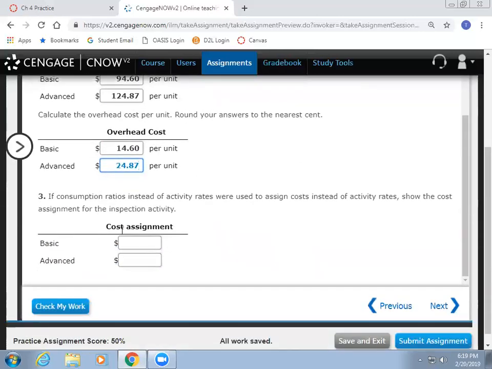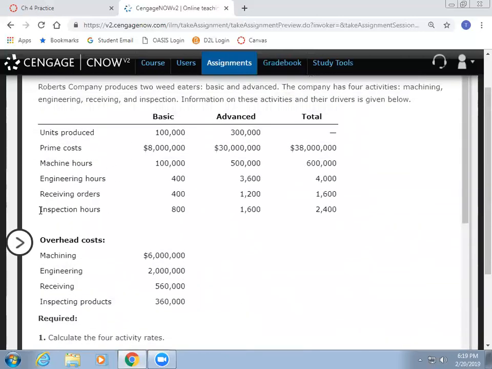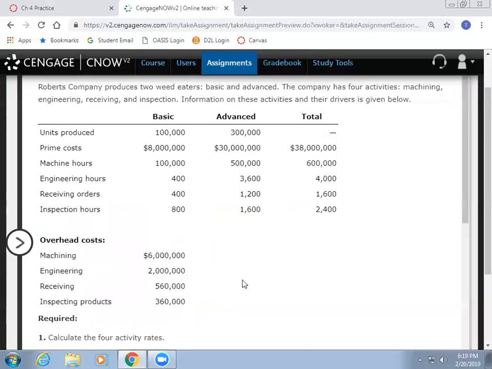Number 3 at the bottom, it said if consumption ratios instead of activity rates were used to assign costs, show the cost assignment for the inspection activity. So all it's looking at there is, if I scroll back up and look at inspection, well, I would look at my percentages there. So I would look at inspection and do the thing I did on the last example.